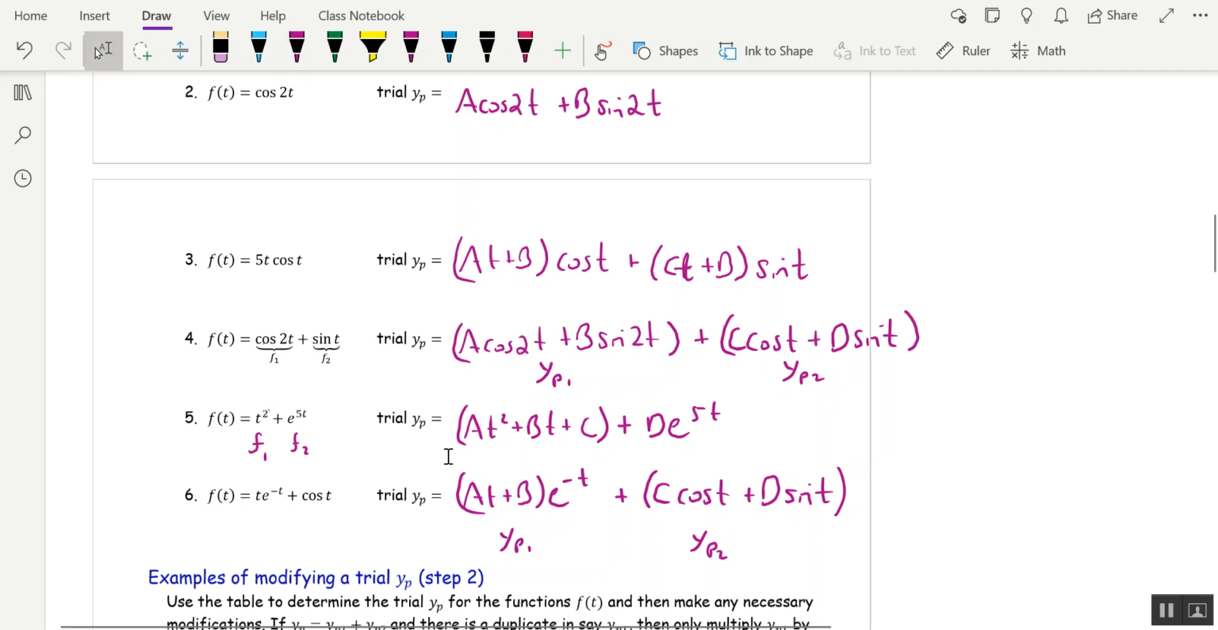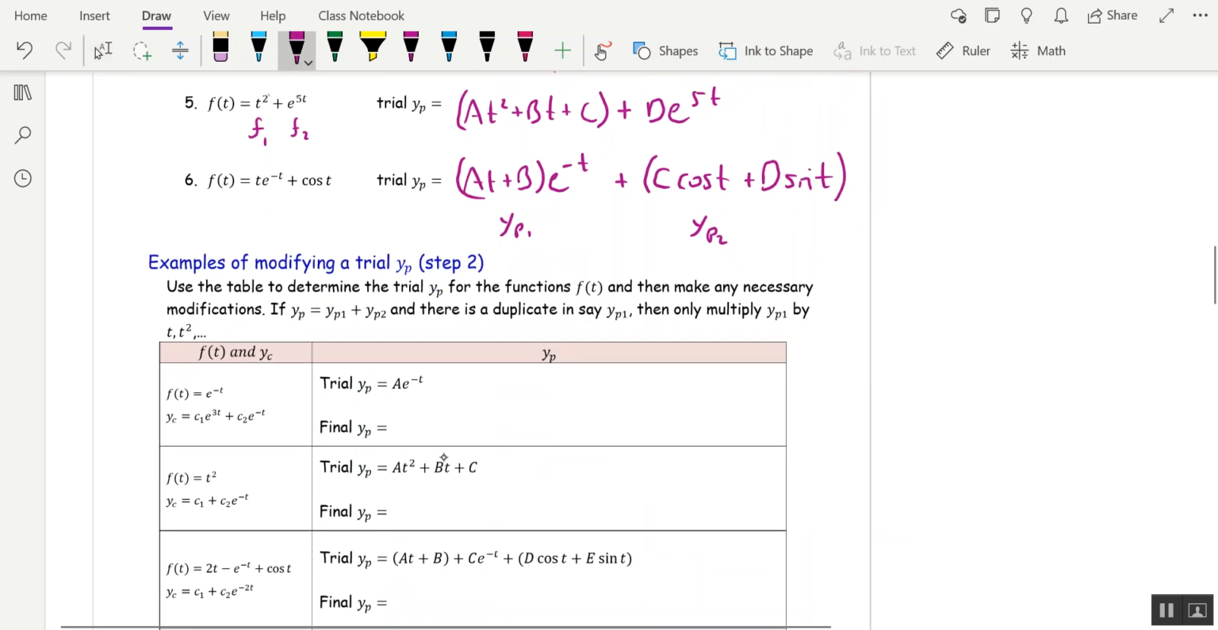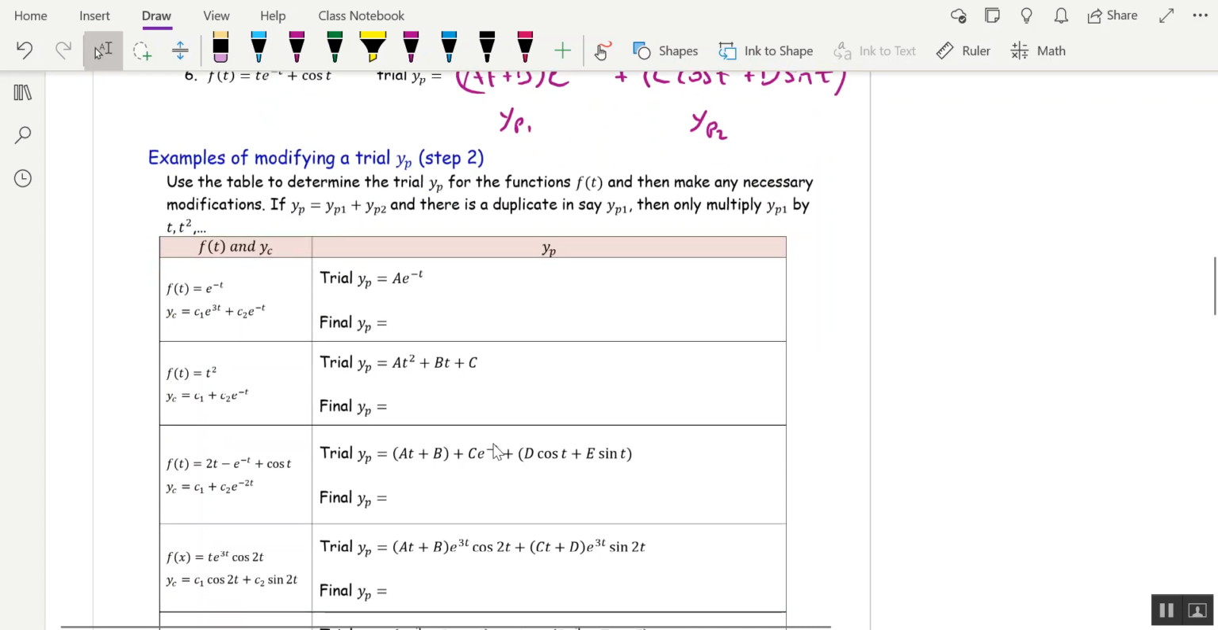Okay, now we're going to take it a step further. I'm giving us F, but I'm also giving us YC so we can check for repeats. And just to save time, I've gone through in each case and written down the trial YP that corresponds to the given F. So for example, if I have e to the negative t, my trial YP is going to be a constant times e to the negative t. I look for repeats. So I see there's no repeat with e to the 3t, but there is a repeat here with c2 e to the negative t. So I need to multiply by t, the smallest power that will kill off any repeats, a t e to the negative t.